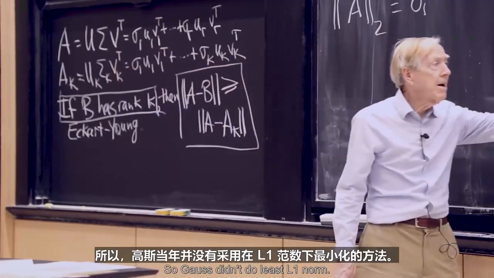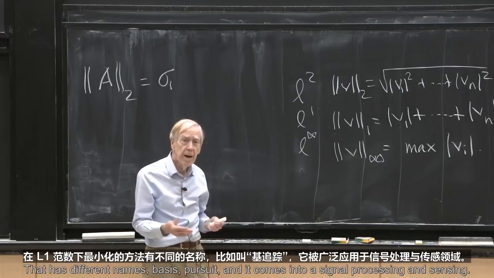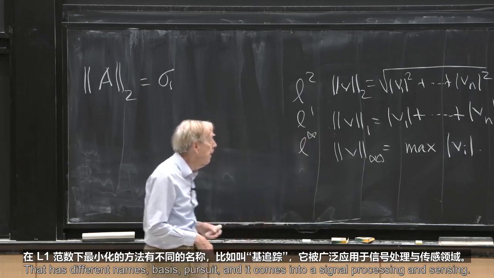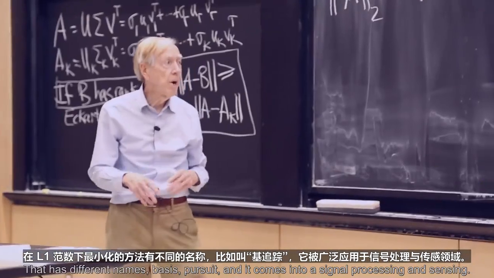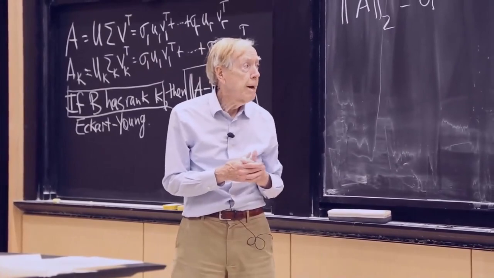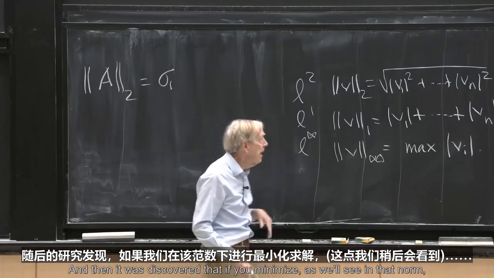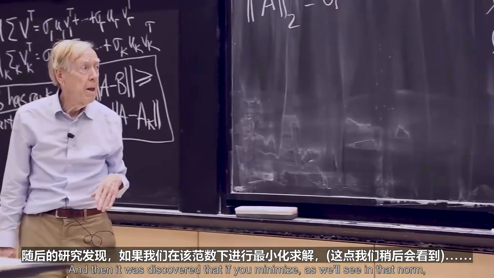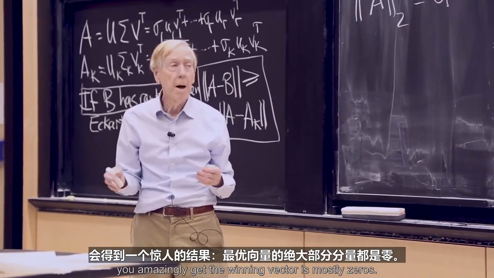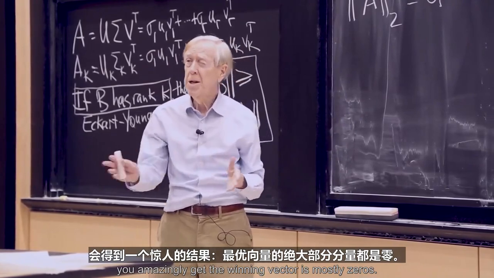But Gauss didn't do the L1 norm. That has different names, basis pursuit, and it comes into signal processing and sensing, right? And then it was discovered that if you minimize in that norm, you amazingly get a winning vector that is mostly zeros.